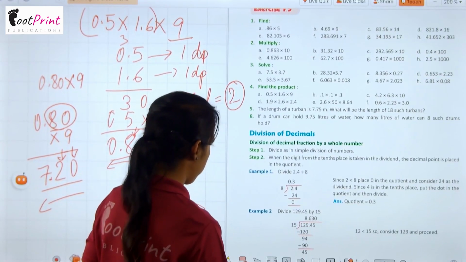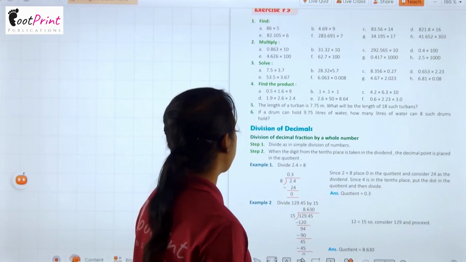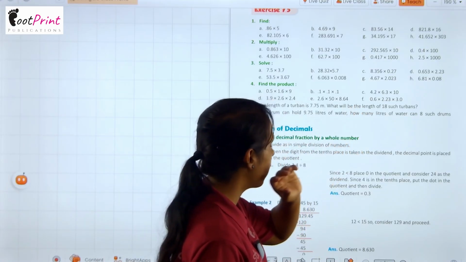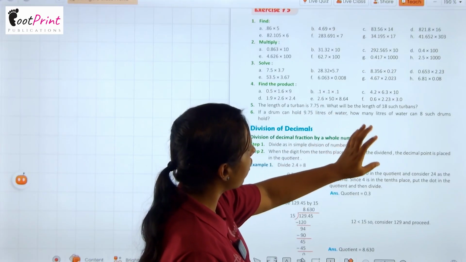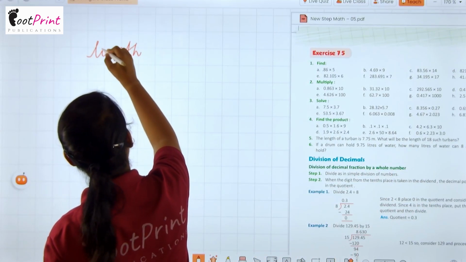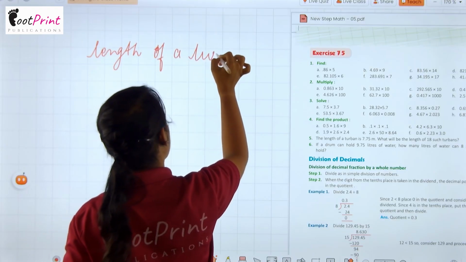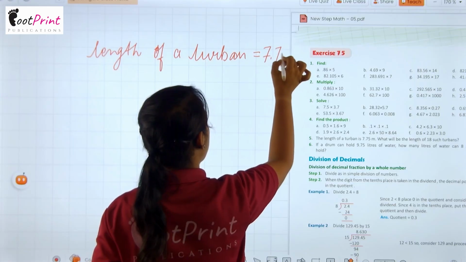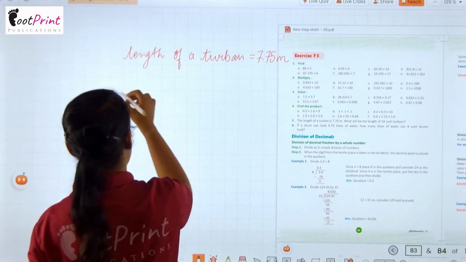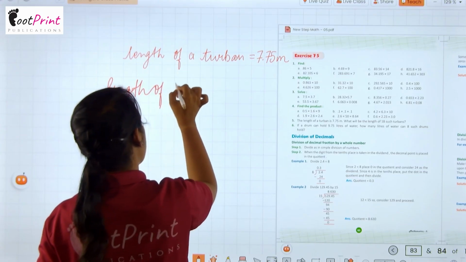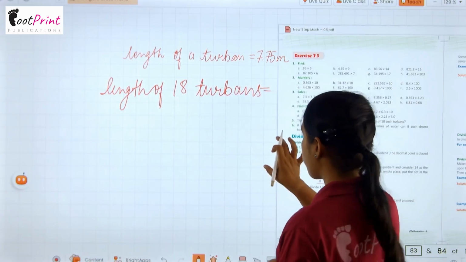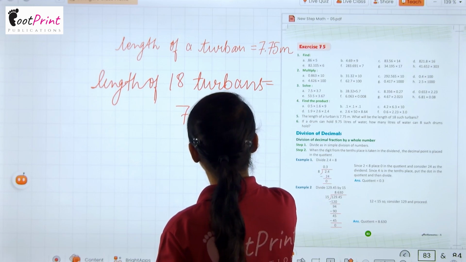Okay, now question number 5 we have is a word problem. The length of a turbine is 7.75 meters. Now we have to find out what will be the length of 18 such turbines. So we write the length of a turbine, 7.75 meters. Okay, now we have to find out the length of 18 such turbines. So we write length of 18 turbines. And how do we find it? We know the value of 1 and we have to find out the value of 18. So we will multiply 7.75 meters multiply 18.